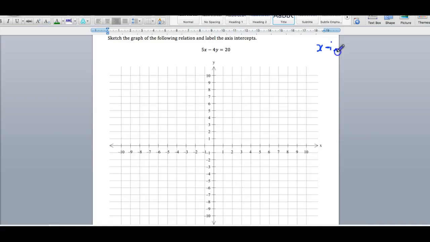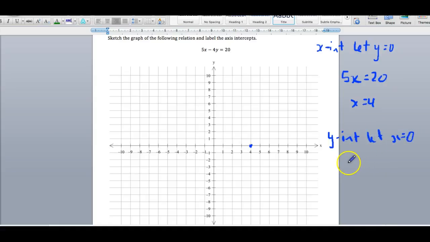So your x-intercept, remember we let y equal 0. So that means we have 5x, no y component, so it's just 5x equals 20, x equals 4. So there's my x-intercept. And then for the y-intercept, let x equal 0. And we have -4y equals 20, so y equals -5. Now, if you solved this and got it in the form y equals mx plus c, you would know your gradient would be 5/4, which might be a bit difficult.